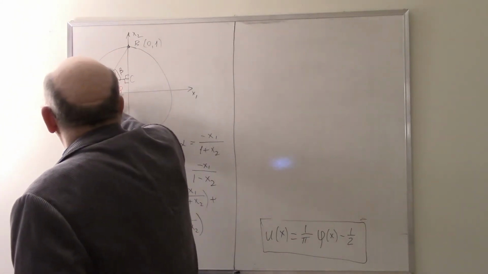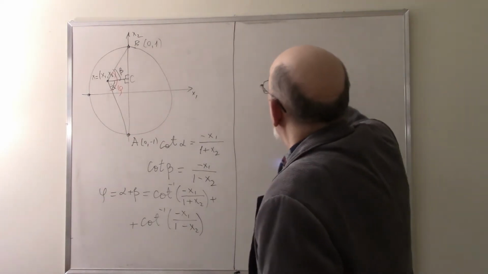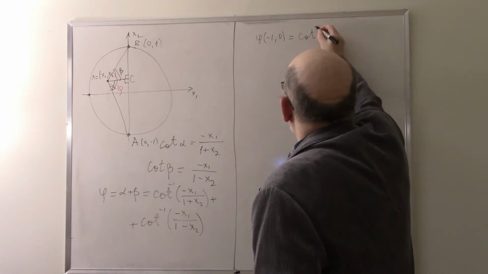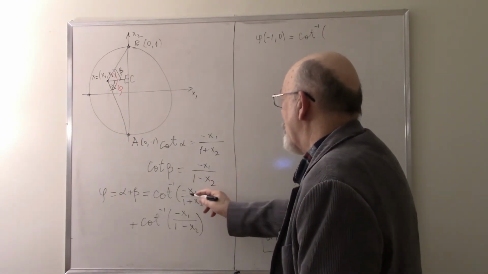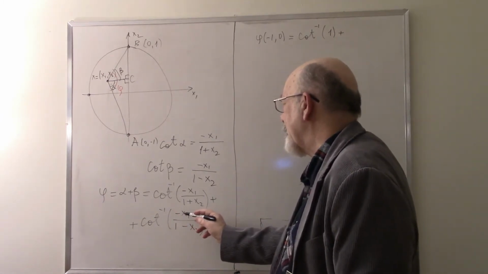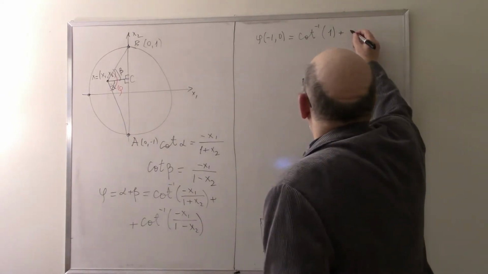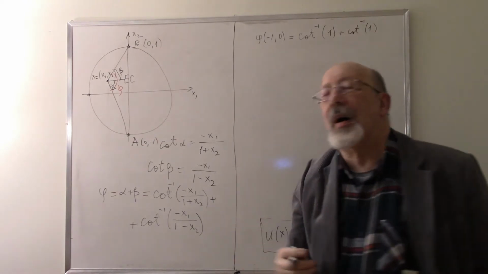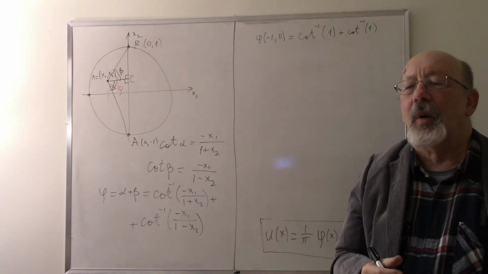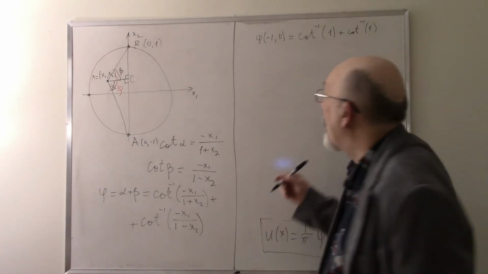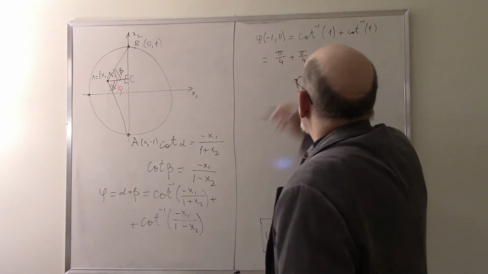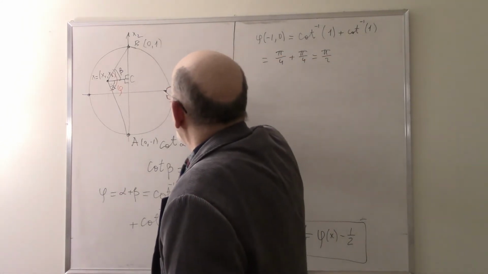Let us take, say, this point with coordinate minus 1, 0. So phi of minus 1, 0 equals cotangents minus 1 of what? Minus 1, minus 1 is 1 divided by 1, x2 is 0. 1 plus, this also here is 1, and this is also 1. Cotangents minus 1 of 1. So what is the angle such that its cotangents is 1? This is of course the angle pi over 4 plus pi over 4 equals pi over 2. So this point.